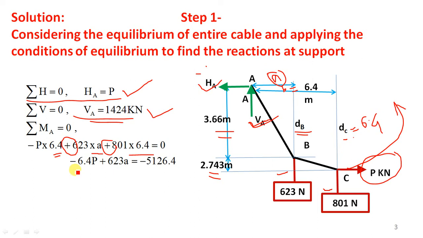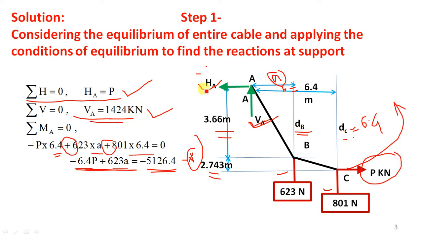Okay, so here I have assumed clockwise is positive and anti-clockwise is negative. So minus 6.4P plus 623 A plus 801 into 6.4 is equal to 0. If I take this on the right hand side, we will get 623 A minus 6.4P equals minus 5126.4. Let's say this is my equation number 1. Okay, this one equation is given. We will get the value of P and A. Okay, so there are two unknowns, P and A. Here VA is known to us.